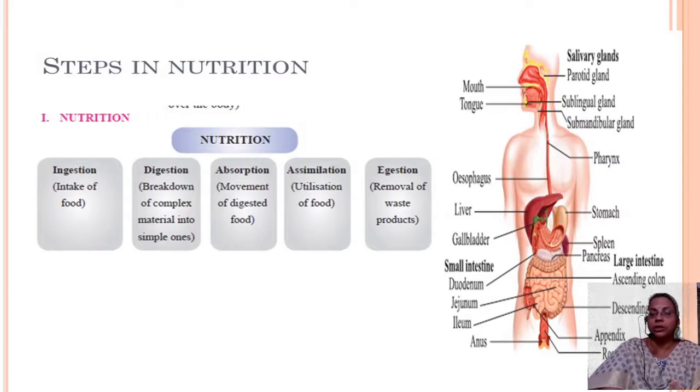And when it is filled with the fecal matter, it will be thrown out through the anus. That is called egestion. And the anus is guarded by a sphincter, that anal sphincter. So this is the overall view of the digestive system.